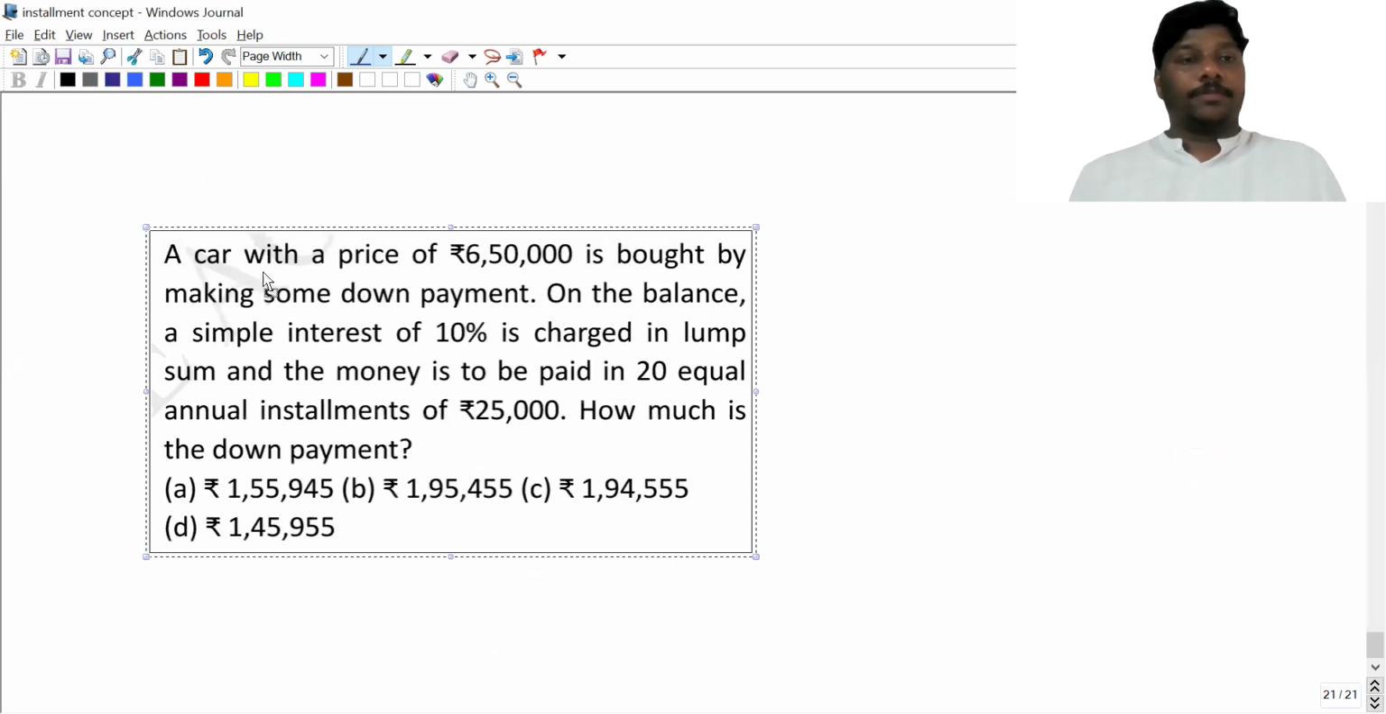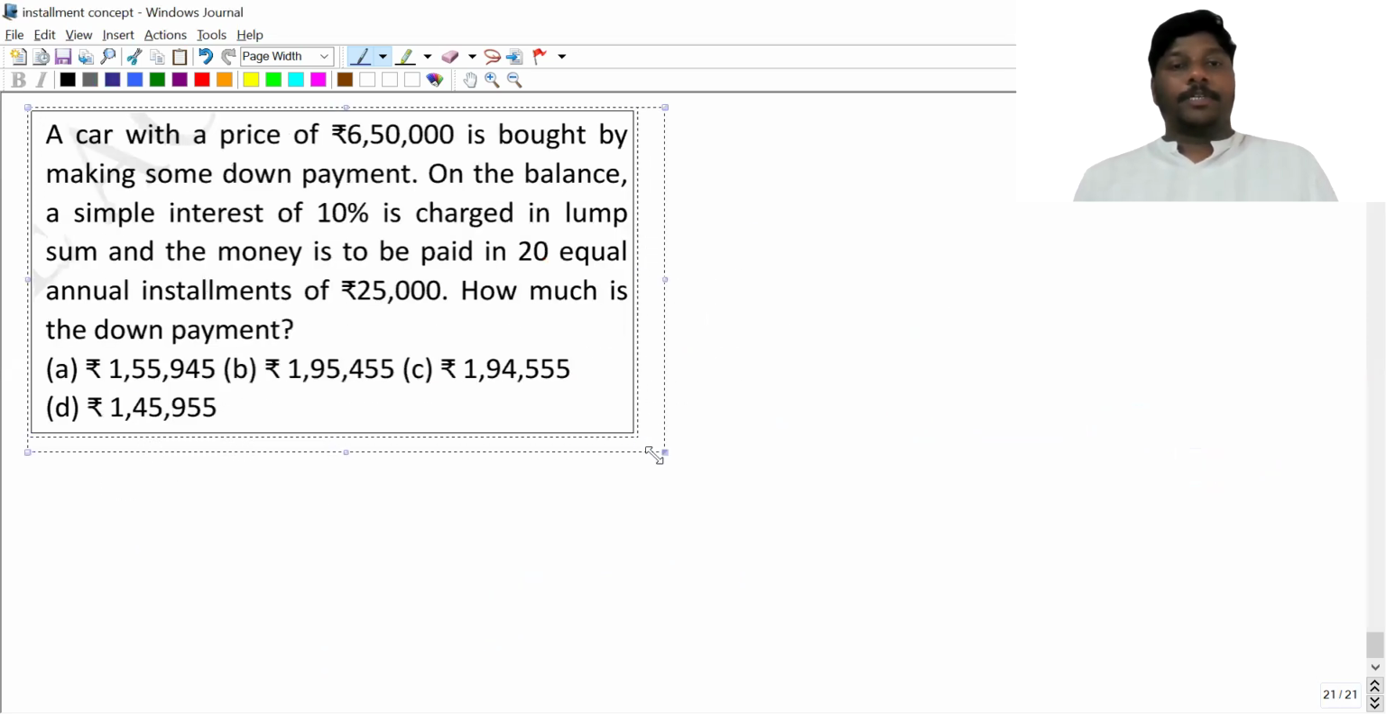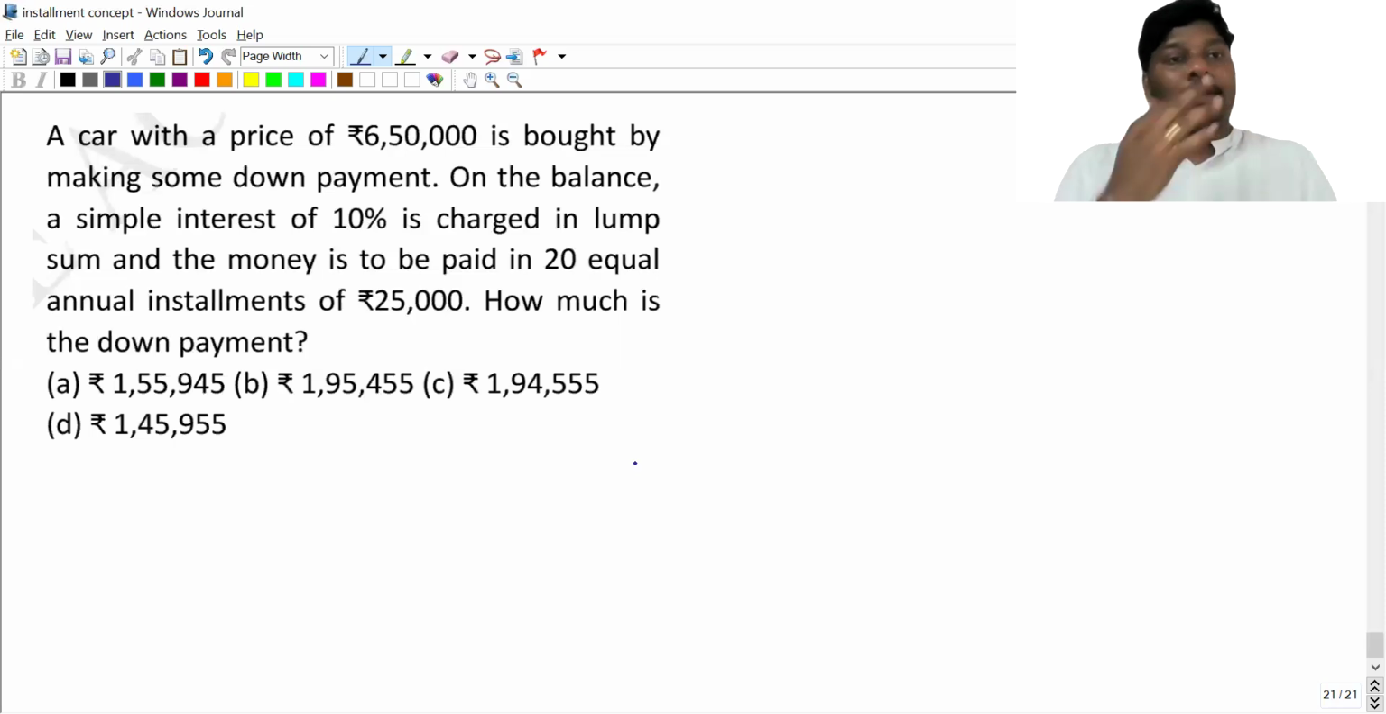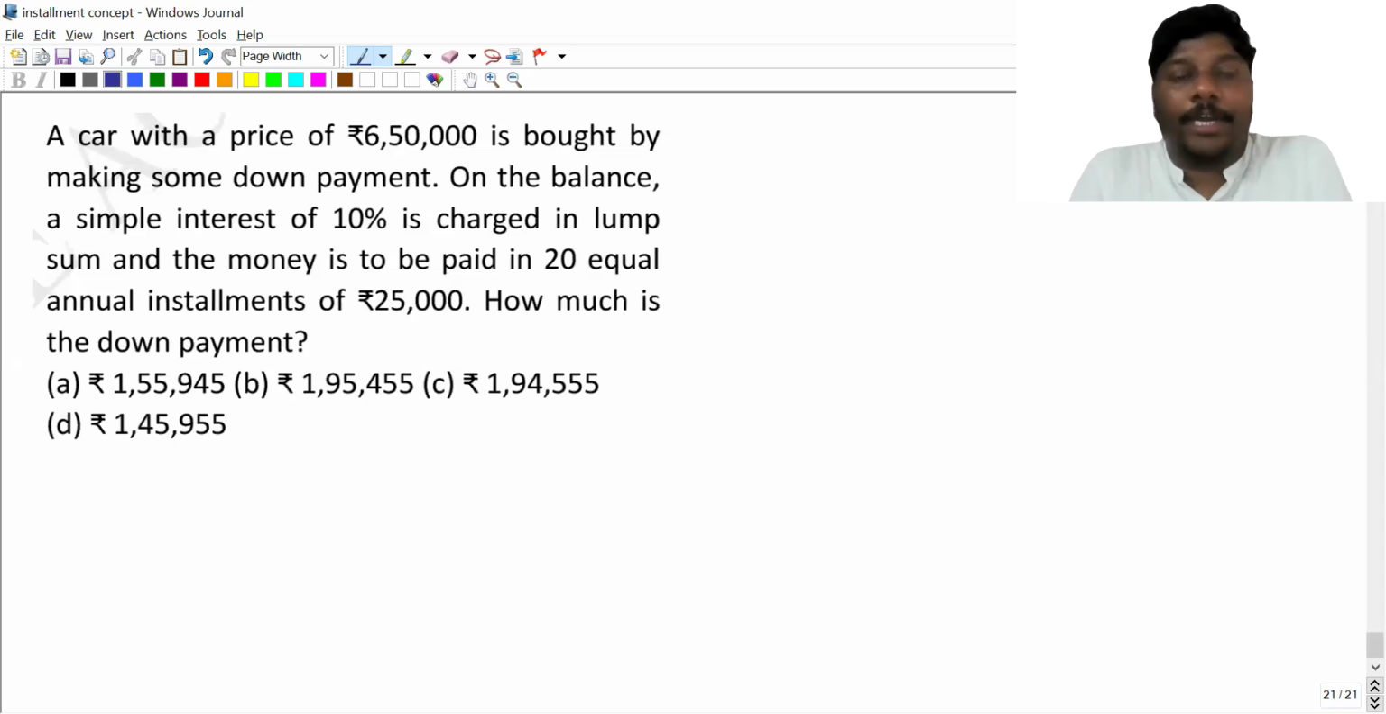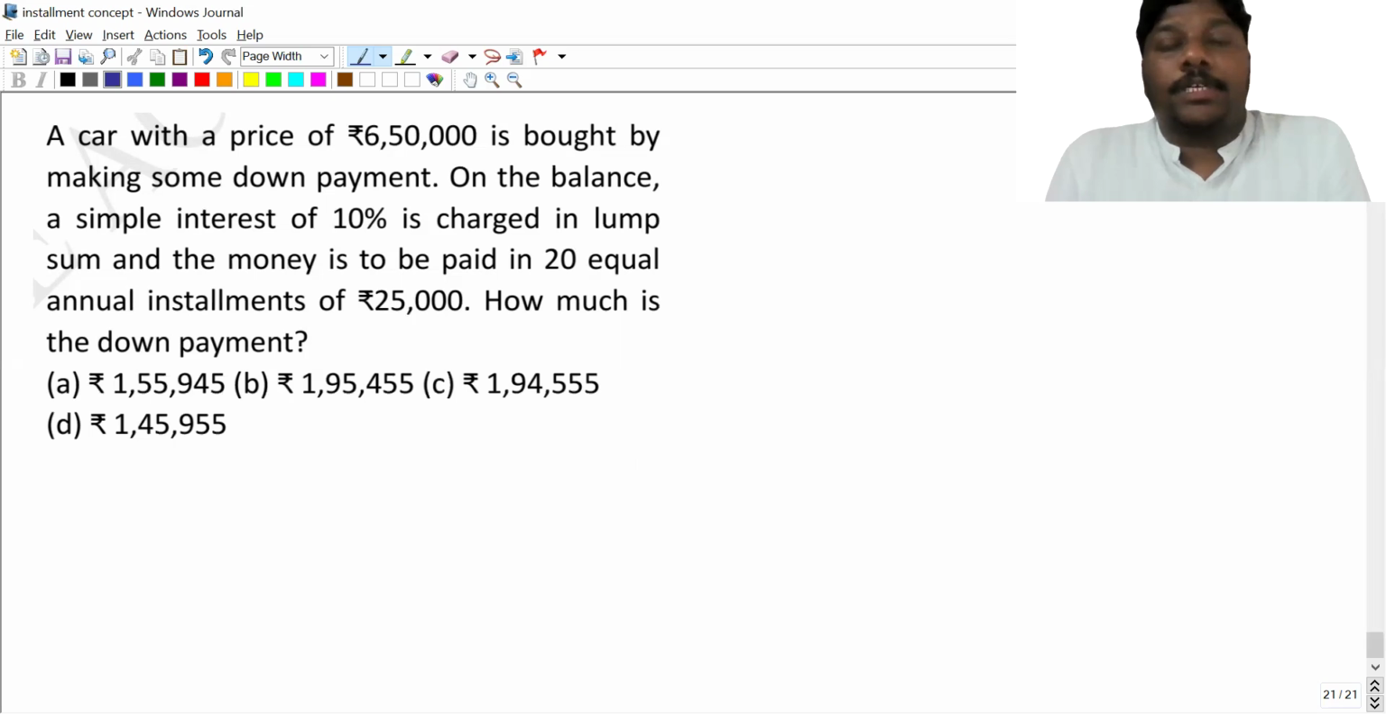సపోజ్ సమ్ టైమ్స్ క్వశ్చన్ డిఫికల్ట్ డౌన్ పేమెంట్స్ లైక్ దిస్ ఇలా ఇచ్చాడు అనుకోండి. చూడండి, a car with a price of 6,50,000. The price of a car, actually car price is 6,50,000, is bought by making some down payment ఇచ్చాడు. ఇక్కడ డౌన్ పేమెంట్ ఏందనేది ఇవ్వలేదు. On the balance, a simple interest of 10% is charged in a lump sum of money, okay, and the money is to be paid in 20 equal annual installment of 25,000. How much is the down payment అని అడుగుతున్నాడు.